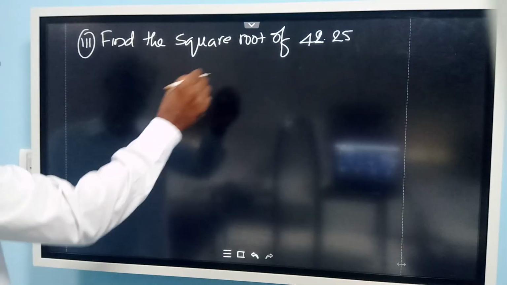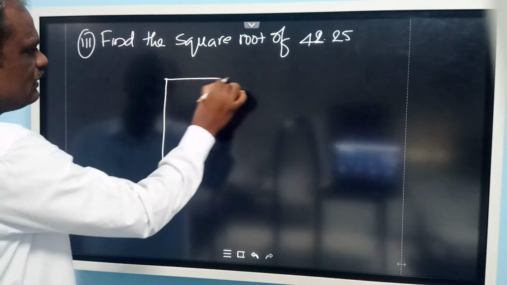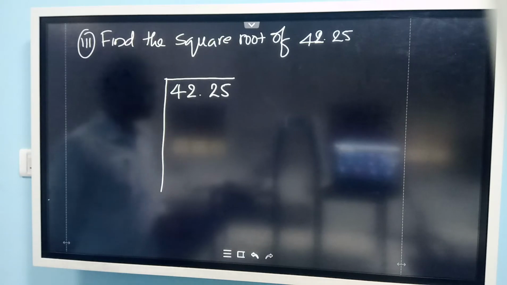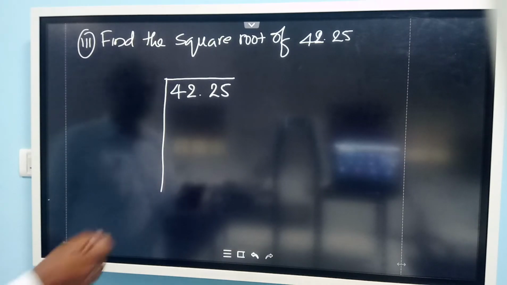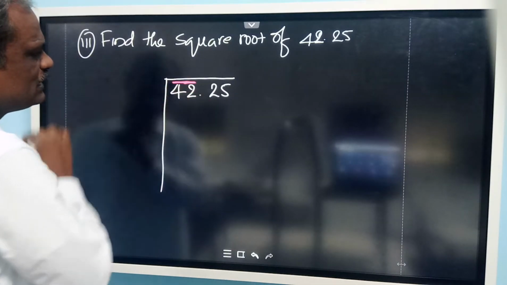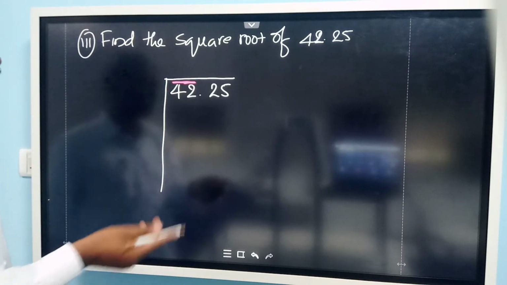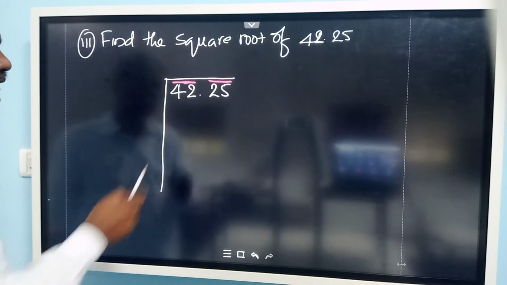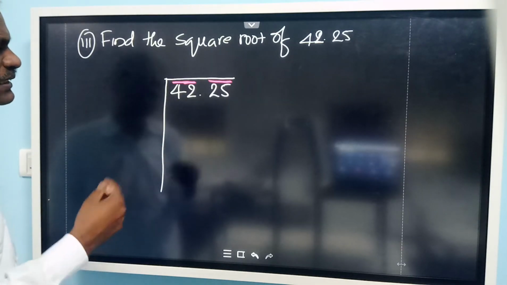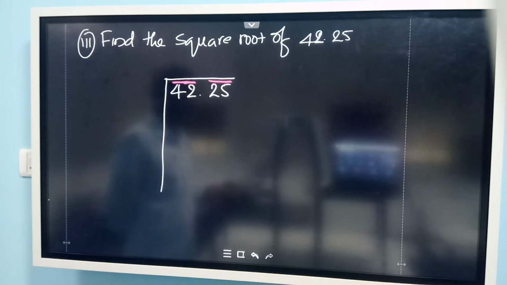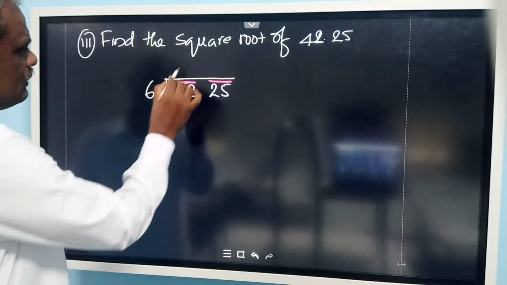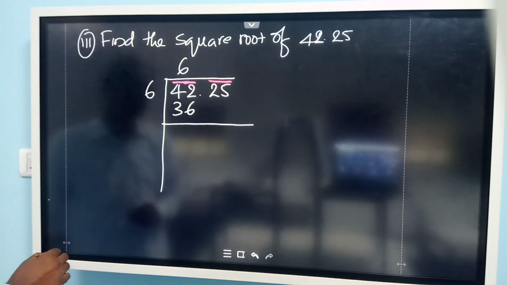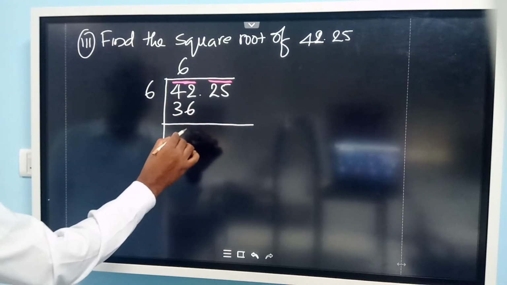Square root of 42.25. Write this 42.25 between these two lines. As I said, group the integral part first, 2 digits. We have only 2 digits, that is one group. Then go to the decimal part and group that, again we have only 2 digits, one group only. Find the nearest square number here. 6 6s are 36, 7 7s are 49. So therefore you write 6 6s are 36 only. Now subtract this one. Remainder 6 only.